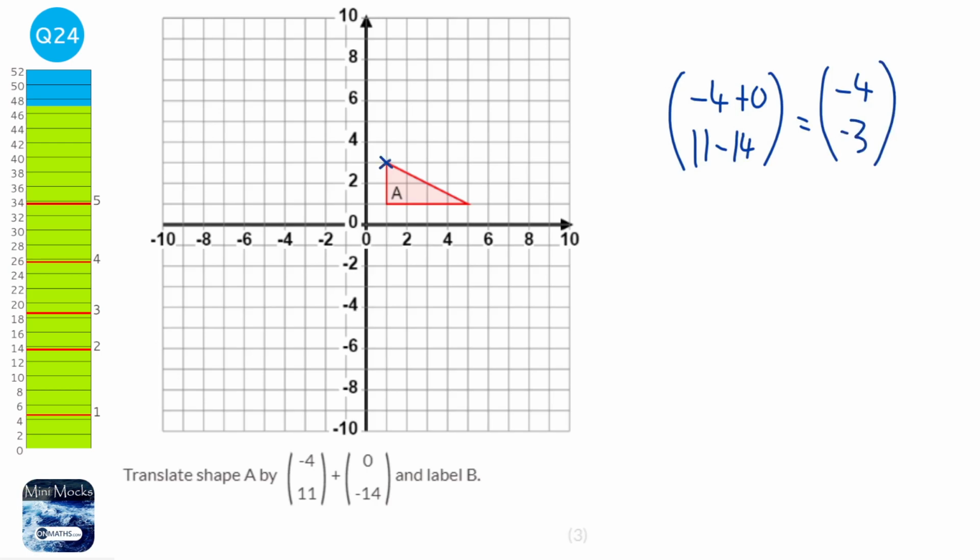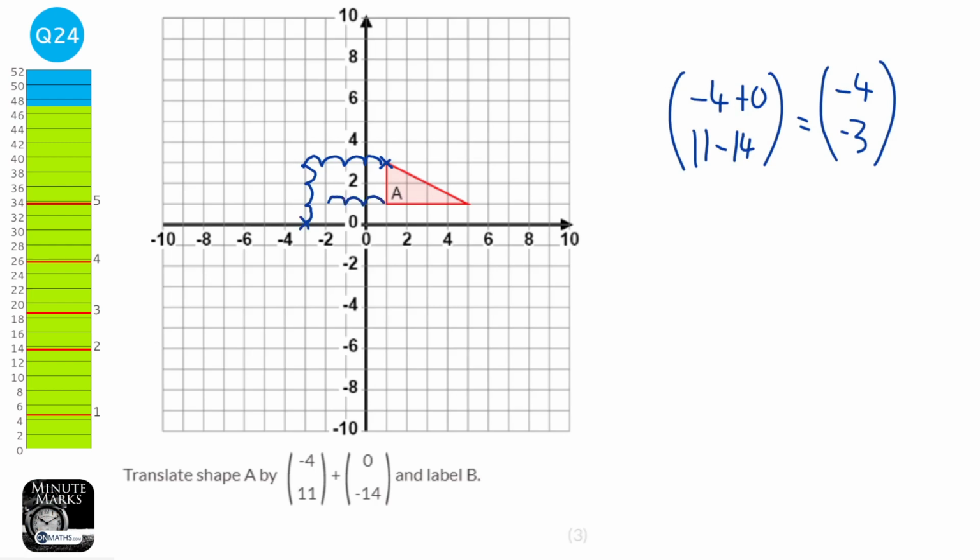Then I go pick a point on my shape, and the top one tells us how far right we're going. So we know we're going 4 to the left because it's obviously a negative. So we're going to go 1, 2, 3, 4. The bottom one tells us how far up we're going. Well, it's going to be down because it's a minus 3. So 1, 2, 3.